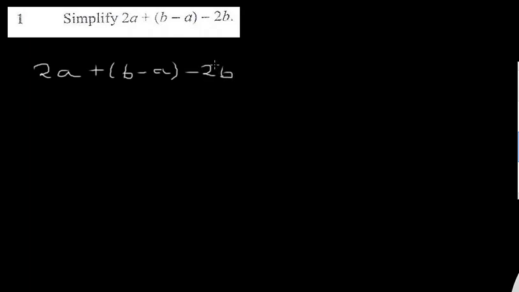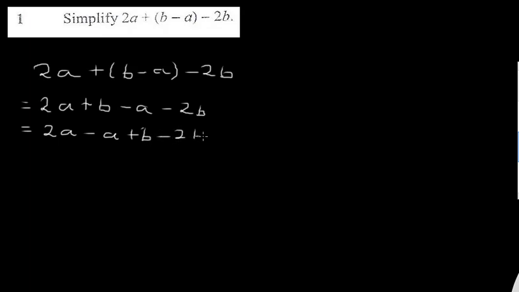So this is basic algebra. All you have to do is group the like terms and you have simplified it. The first thing that we do is we work with the brackets, so we remove the brackets. So plus b, then minus a minus 2b. And we group the like terms. We've got an a there and an a there, so we will have 2a minus a plus b minus 2b.